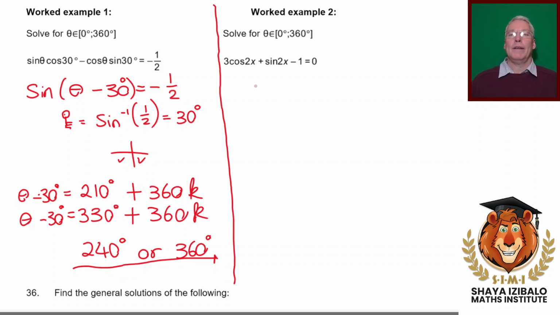Let's look at this one. Now this one over here, we've got 3 cos 2x plus sine 2x minus 1. Okay, now let's see what we might be able to do here. This looks interesting. Okay, we could potentially change this into some cos squareds and sine squareds. All right, we could change this into cos squared x minus sine squared x. This is 2 sine x cos x.